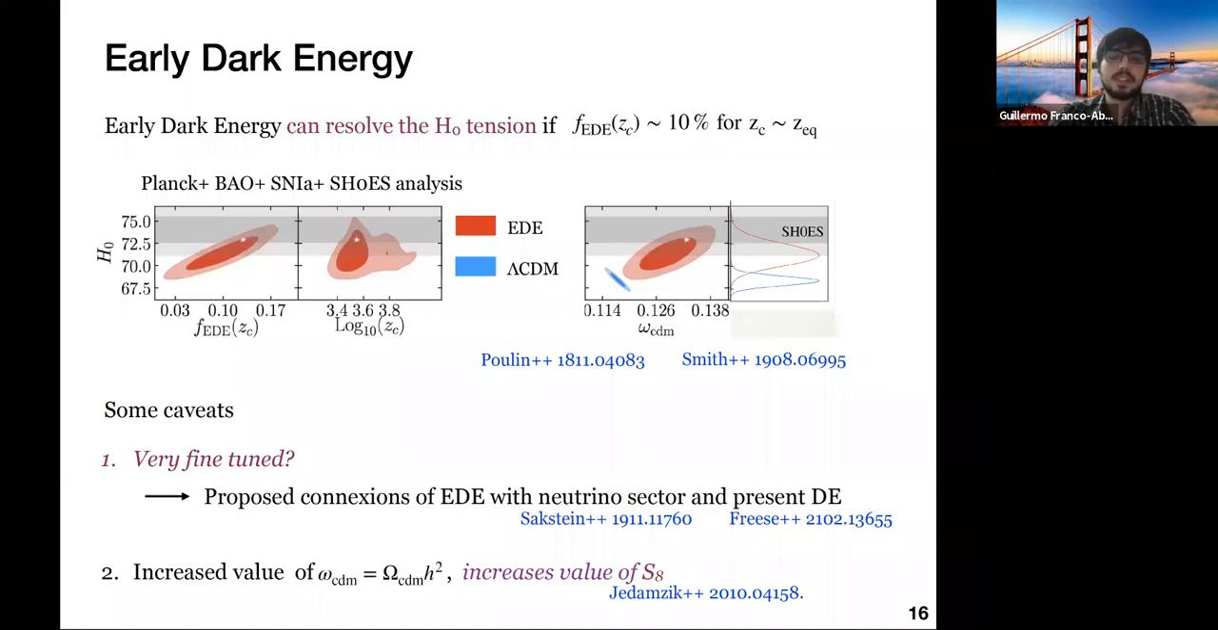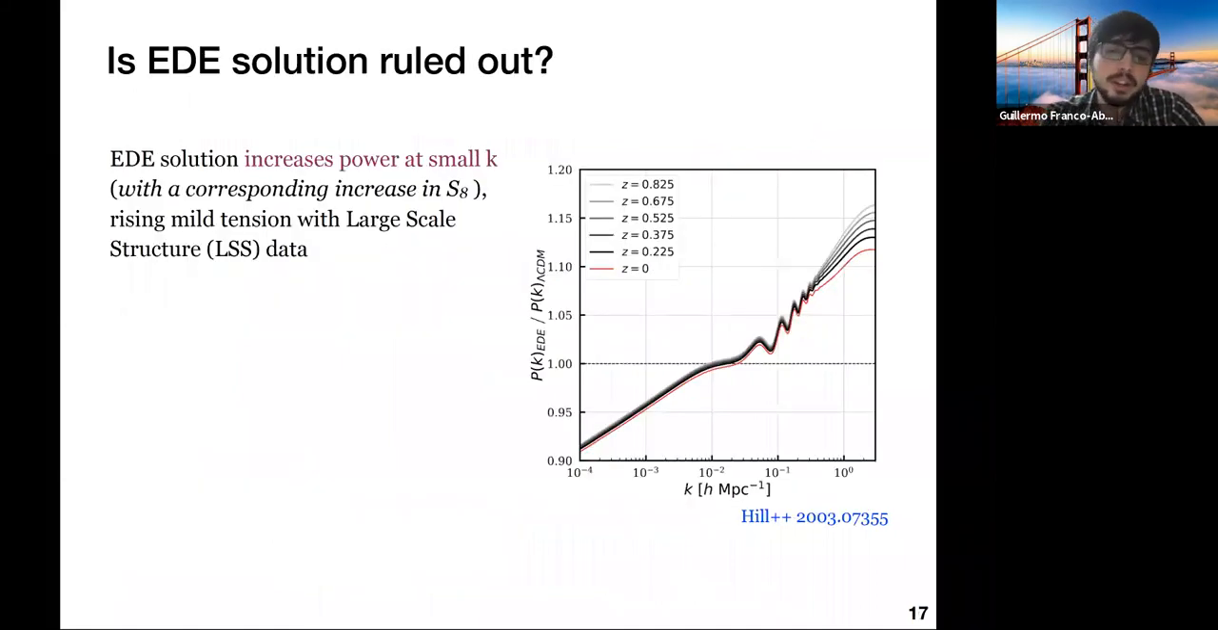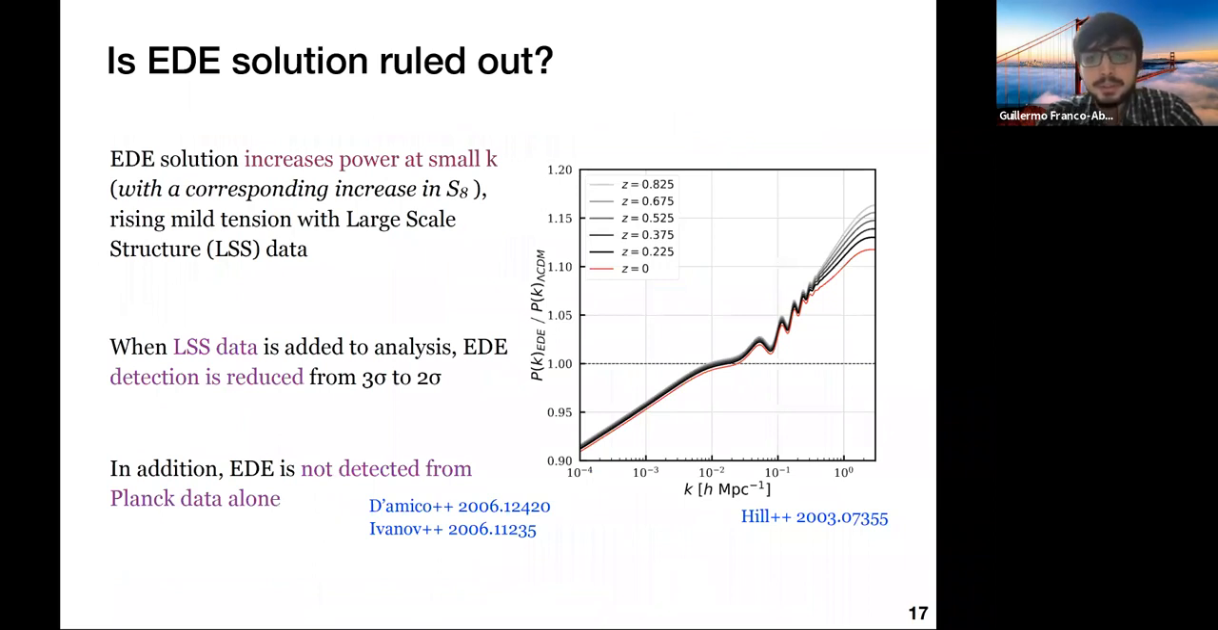So the problem of increasing S8 is that in this way we are raising the tension with the large-scale structure data that I was mentioning before. And so this observation has been used by several authors to show that when you add large-scale structure data to the analysis, for example, the weak lensing data that I was mentioning before, then you restrict the success of the resolution. And these authors were showing in addition that if you consider only Planck data alone, you actually don't detect early dark energy. So all these facts led these authors to conclude that this model of early dark energy is actually ruled out as a resolution.